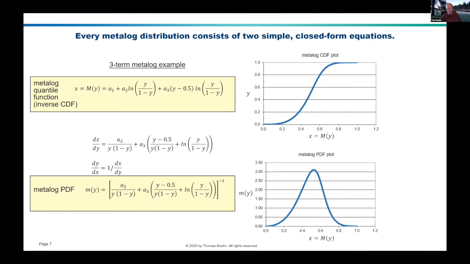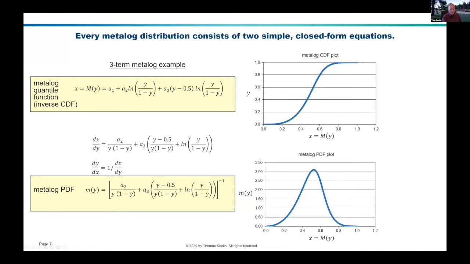a simple closed form. So every 3-term Metalog has a simple CDF and a simple PDF, and one of the advantages of the quantile function form is this variable y here, which is the probability on your axis, is a variable that you can put in a random number generator off a uniform distribution, and then simulate easily values of x if y is a random number. Okay, so that's the basic equation.